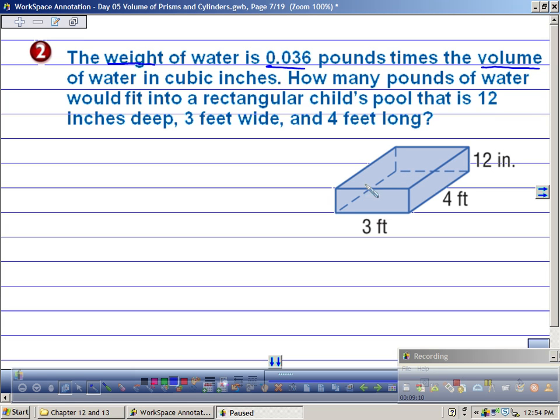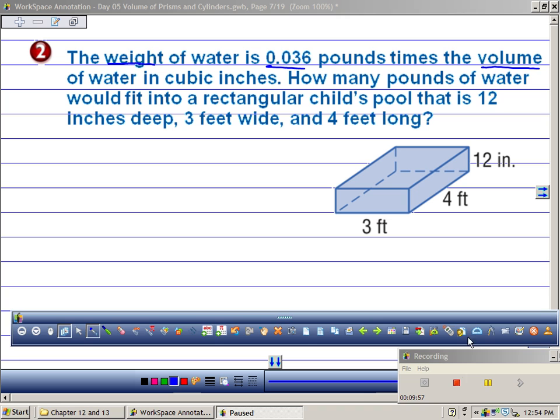Good, so we're going to find the area of this rectangle, because this is the base. Actually, on this particular problem, you could say that the top and the bottom are the bases, or you could say the front and the back are the bases, or the sides are the bases, depending on which way you want to stand this thing up. It doesn't really matter as long as you pick one. On a triangular prism, it does matter. But on others, it doesn't.